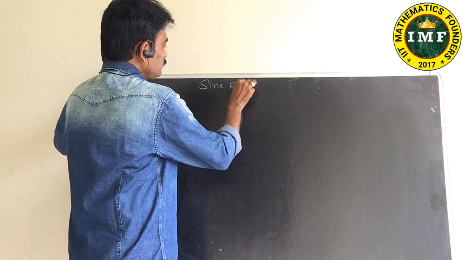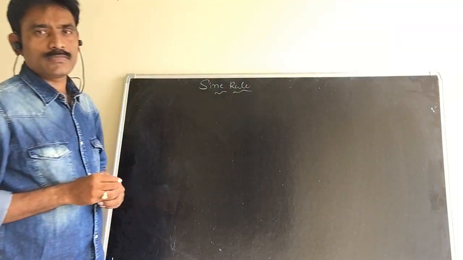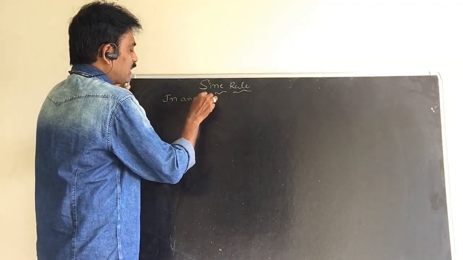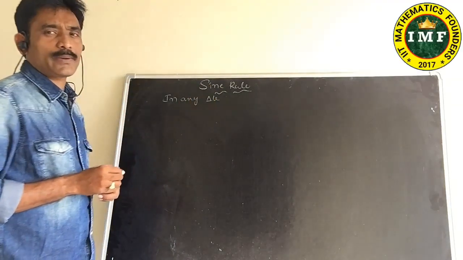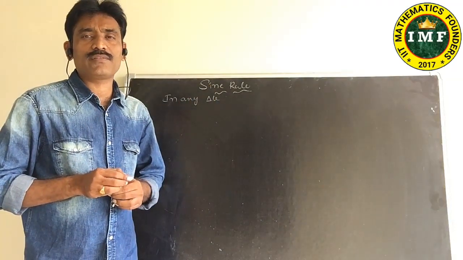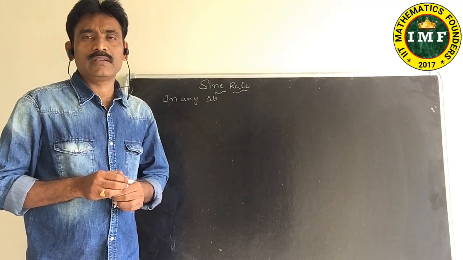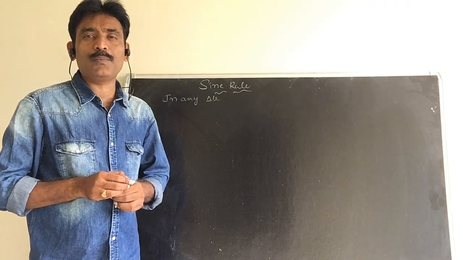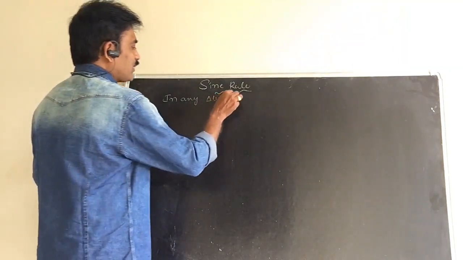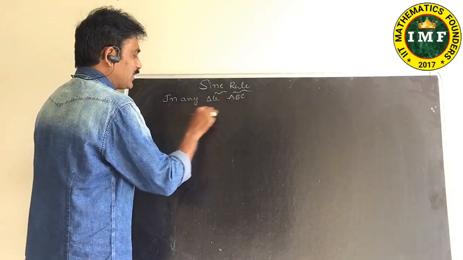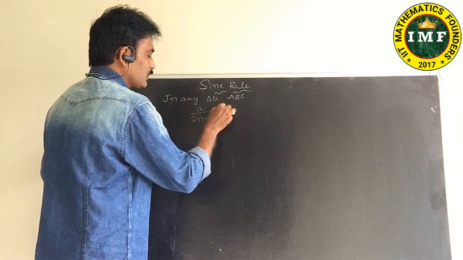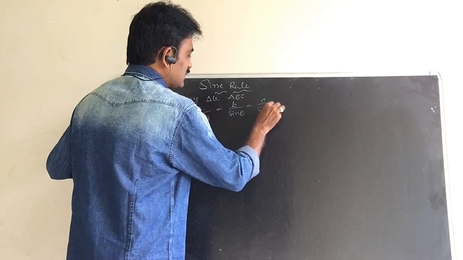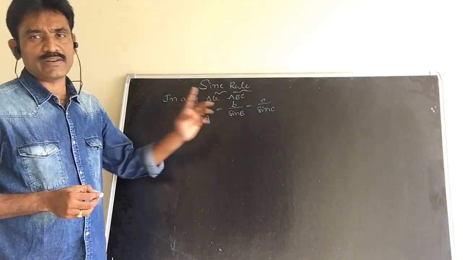Sine rule, or the rule of sines. In any triangle, the sides are proportional to the sines of opposite angles. That is, in any triangle ABC, a by sin A is equal to b by sin B is equal to c by sin C. This is the sine rule.